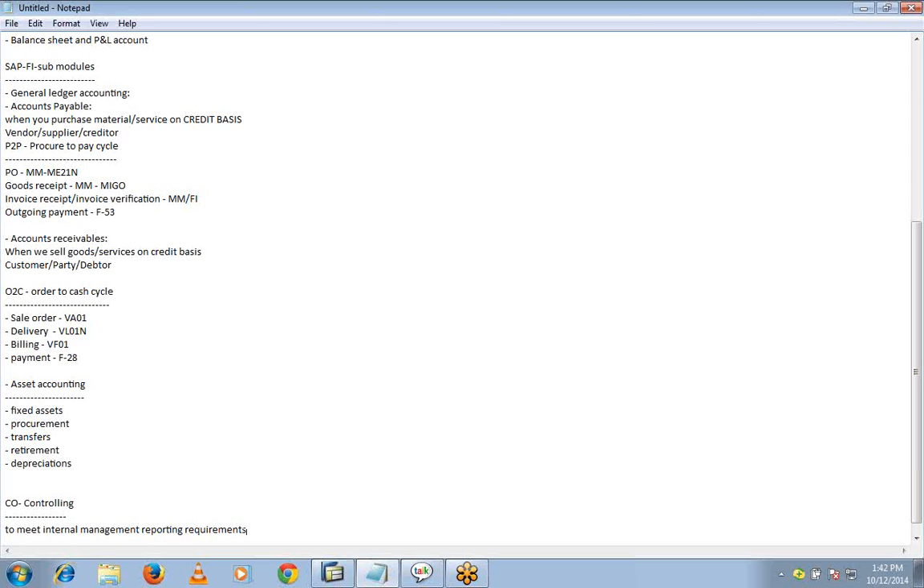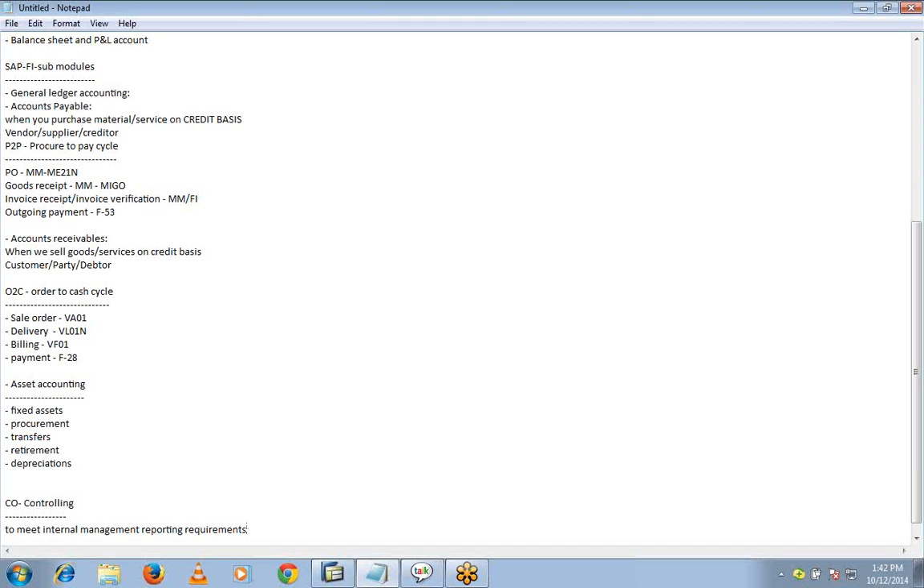Now, CO stands for controlling or costing. In other words, you can say costing. Why do we need to go for CO implementation? What am I going to get if I go for CO implementation? I will be able to generate n number of reports from the controlling module. That is the purpose of going for CO implementation. The reports that I generate in CO would be more useful for the management people.